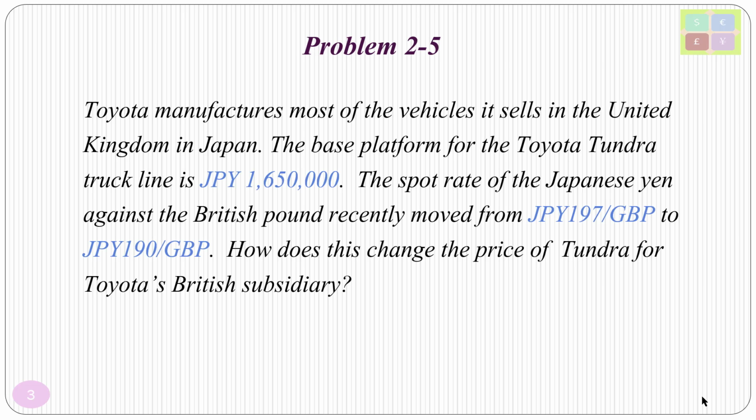Here we have Toyota manufacturing its automobiles in Japan and exporting them to the United Kingdom. And we are told that the base platform for Toyota Tundra truck is 1,650,000 Japanese yen. And the spot rate of the Japanese yen against the British pound was 197 Japanese yen per British pound, but then it moved to 190 Japanese yen per British pound. So the question is, how does this change the price of Tundra for Toyota's British subsidiary?